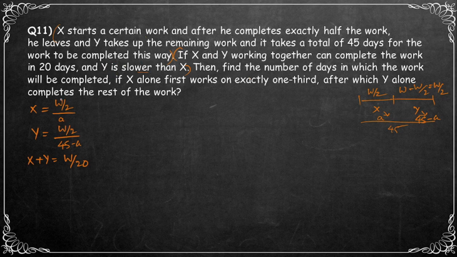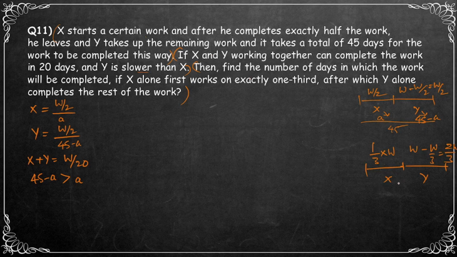Here we have the same amount of work, W by 2. So he takes more amount of time. So that means time taken by y is more than time taken by x, which is a. So that is done. So the next part of the question says x alone does the first 1/3 of the work. So 1/3 of the work is done by x alone, and then the next part of the work is done by y. The remaining part is the total work minus the work done by x, W by 3, which is equal to 2W by 3, 2/3 of the work.